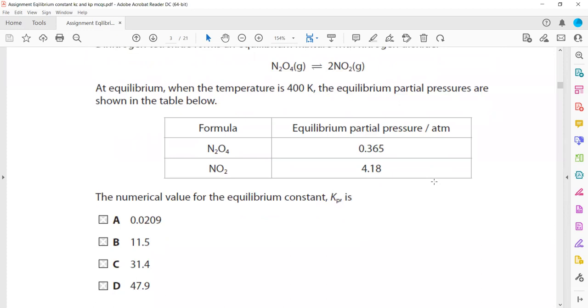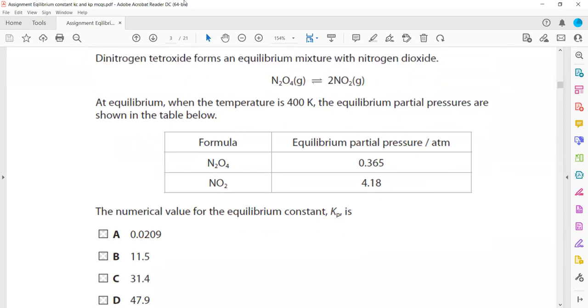In question 3, dinitrogen tetroxide forms an equilibrium mixture with nitrogen dioxide. At equilibrium, when the temperature is 400 Kelvin, the equilibrium partial pressures are shown. We need the numerical value of Kp. So first we write the expression for Kp. Kp is equal to the pressure of the product, nitrogen dioxide, squared, because that is the coefficient here, divided by the pressure of dinitrogen tetroxide, N2O4.